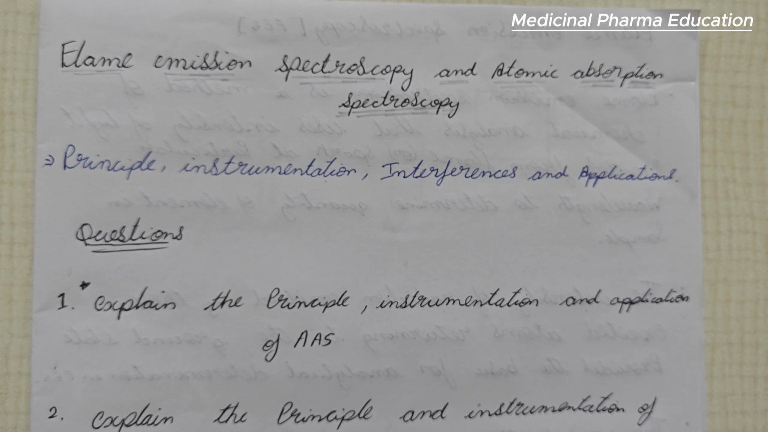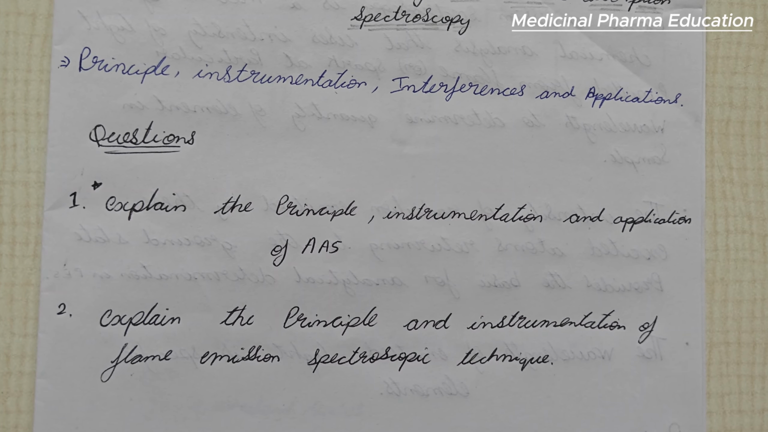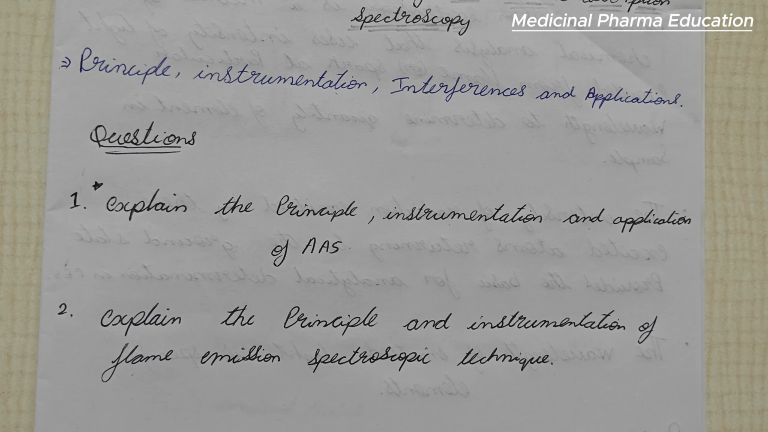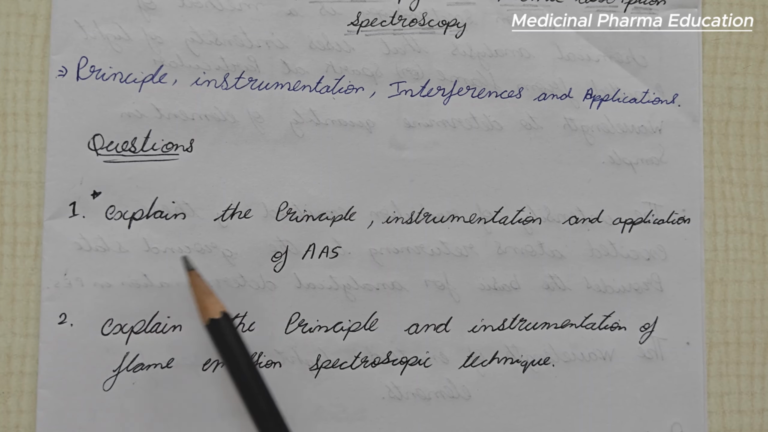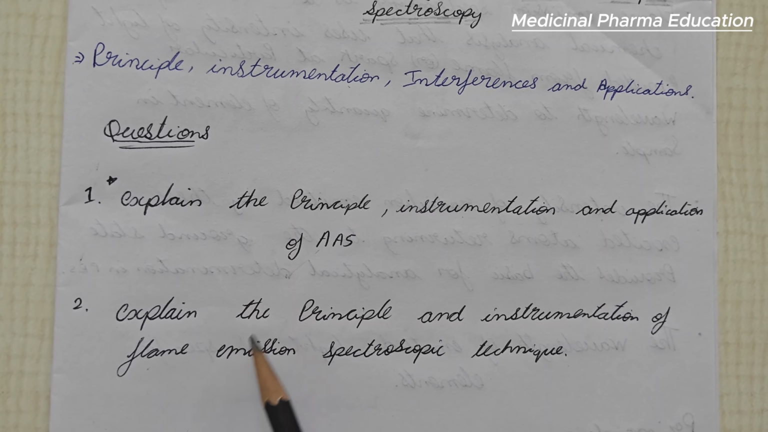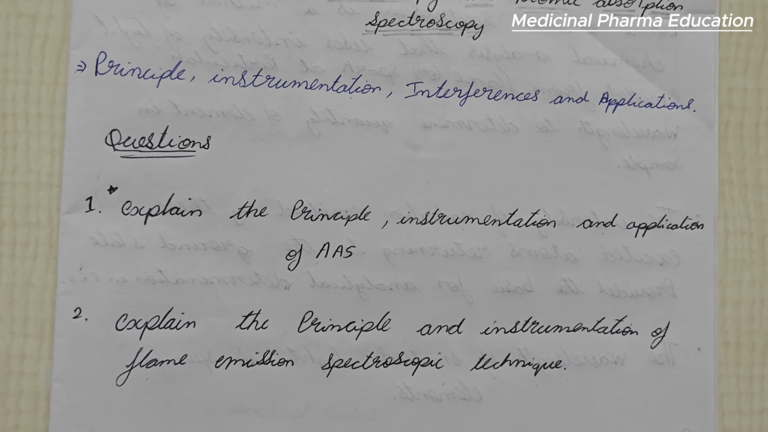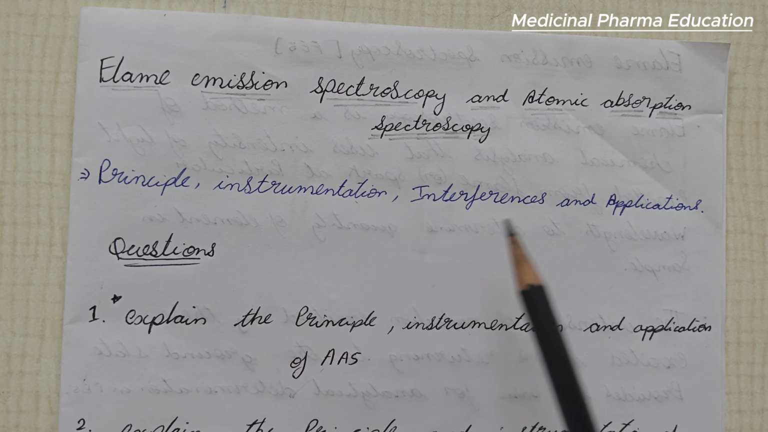Okay guys, firstly we will discuss the important questions that may be asked from this topic. First, the principle and the instrumentation, which is very important. Explain the principle, instrumentation and applications of atomic absorption spectroscopy, and explain the principle and instrumentation of flame emission spectroscopy. See, there are only four main topics involved here.